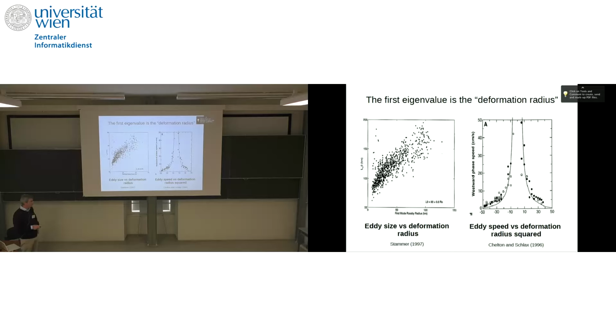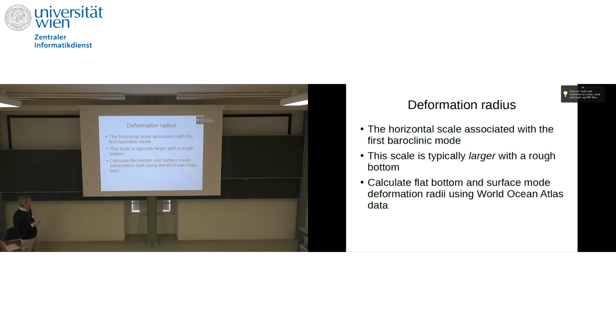This is 1996, where they looked at the speed of these westward propagating features, and they found that they agreed fairly well with Rossby wave theory given a flat bottom ocean, with some exceptions, which I'll mention in a second. Basically, the eddy speed goes like the square of the deformation radius, the square of this eigenvalue. The deformation radius is the horizontal scale associated with the first baroclinic mode. When you do this with a rough bottom, you get a larger value than you do with a flat bottom.